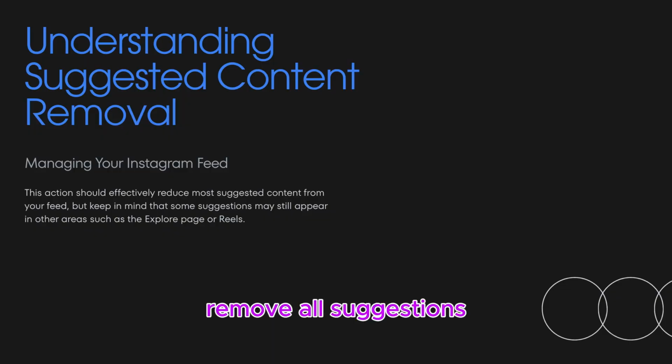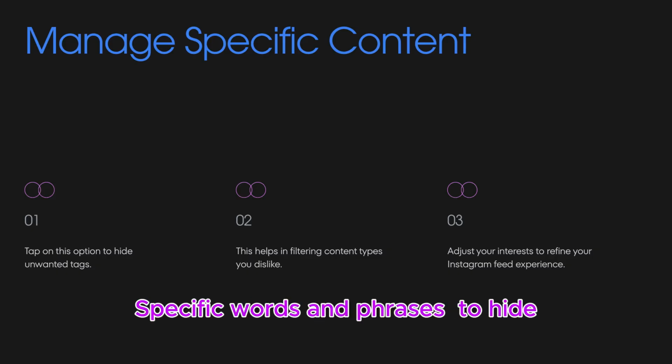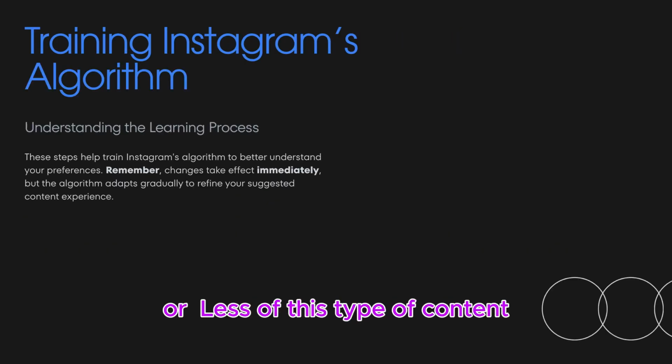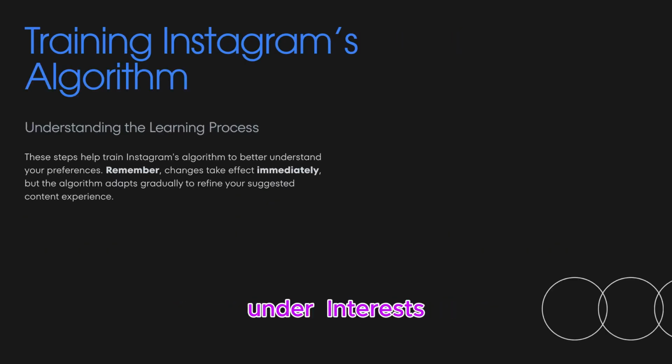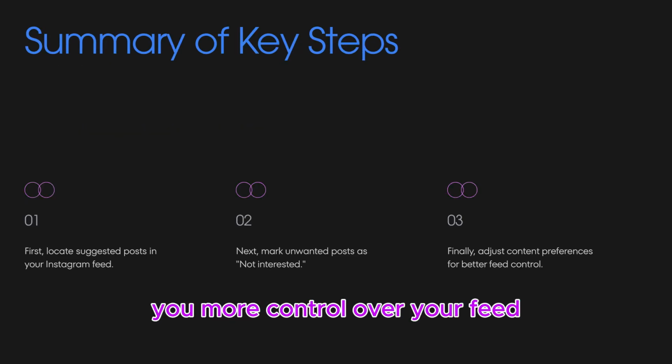However, it may not remove all suggestions from places like the Explore page or Reels. You can also refine suggestions further by tapping on specific words and phrases to hide content with certain tags, or less of this type of content under Interests too. Downvote entire topics. These steps train Instagram's algorithm and give you more control over your feed.